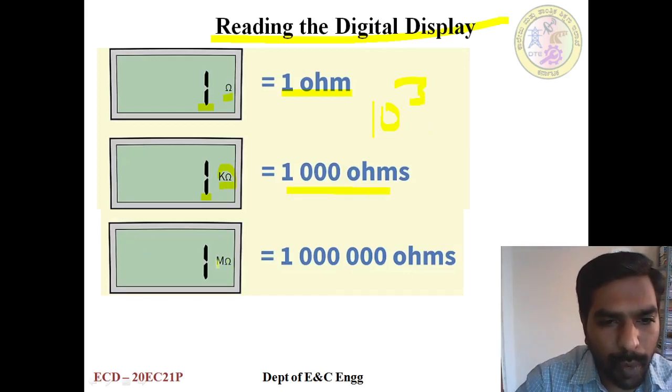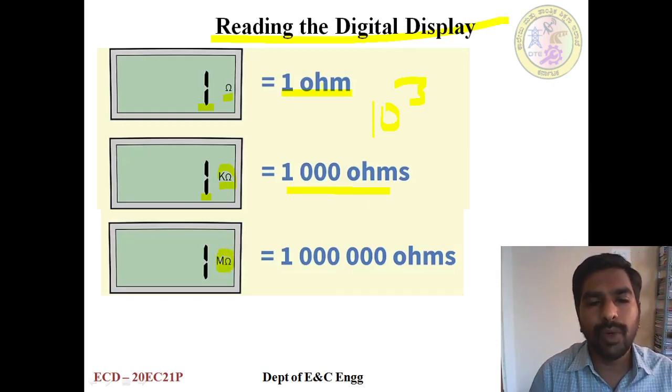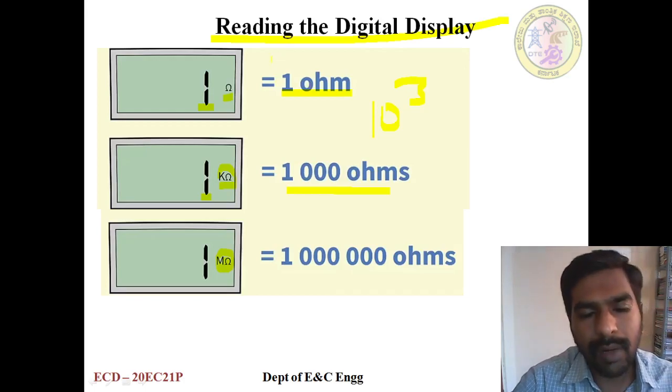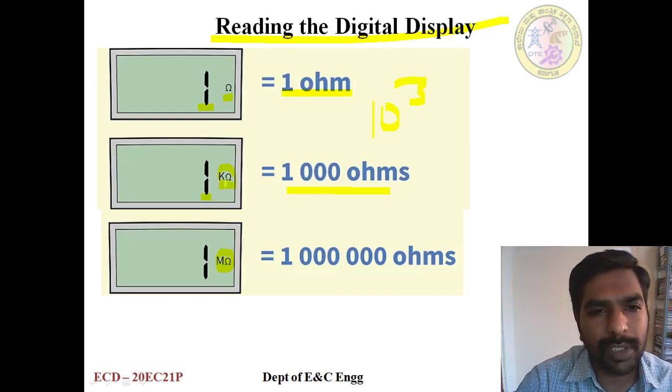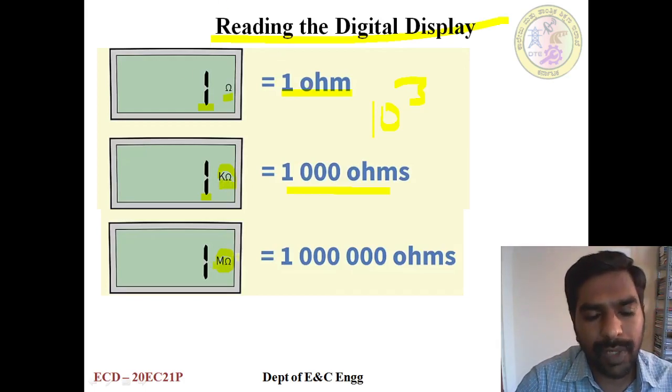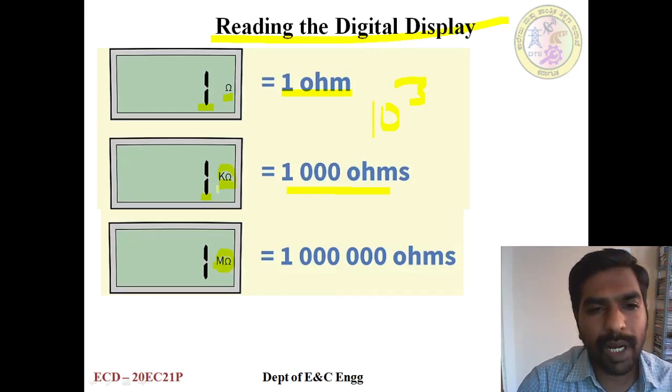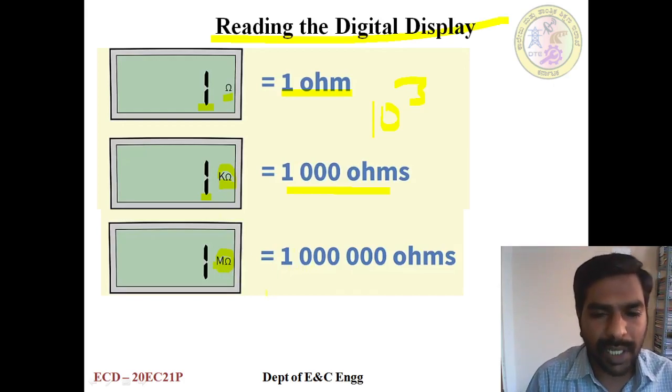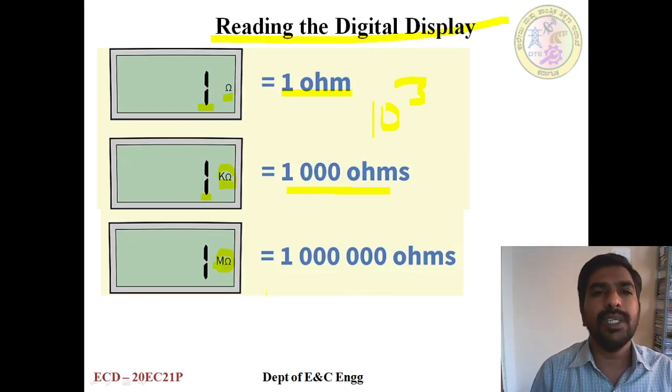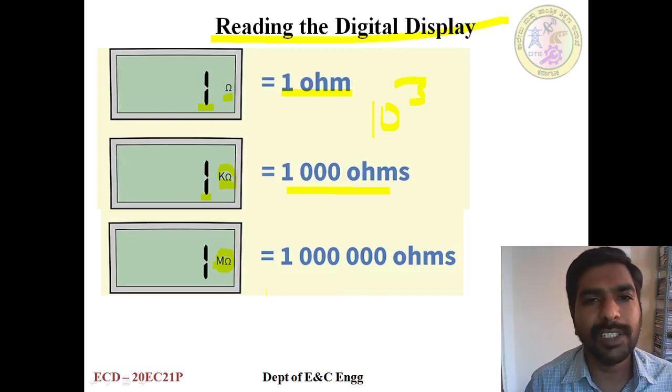Then 1 M ohm. Many people make mistakes while reading the value. They forget about this specific kilo or mega. This is very important. If they forget to note M or k, then the value will be wrong. 1 M means 1 mega. 1 mega means 10 raised to the power of 6 ohm. So this is the reading of a digital display.